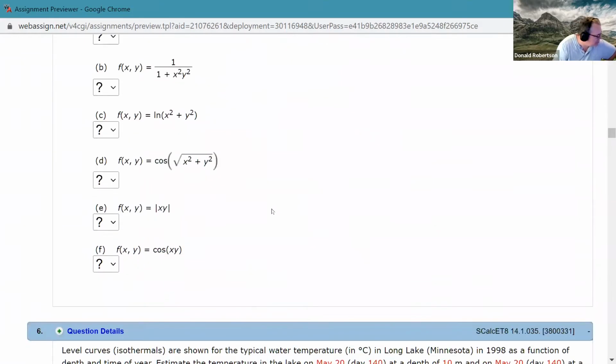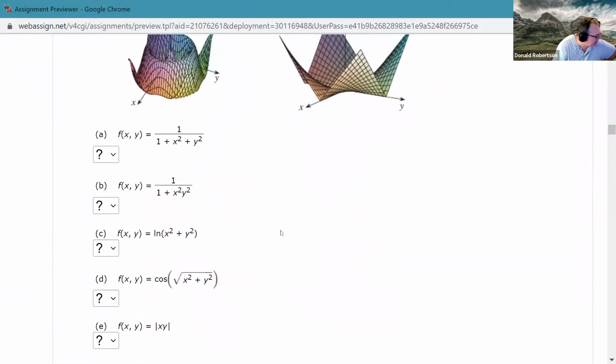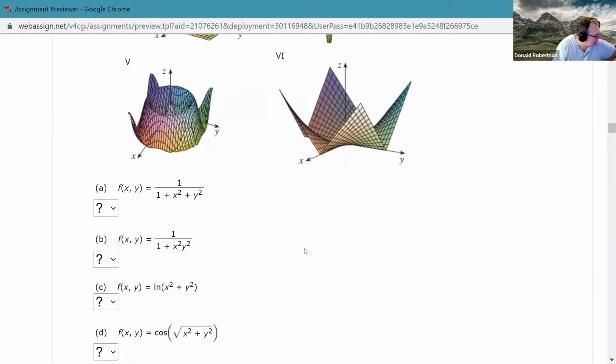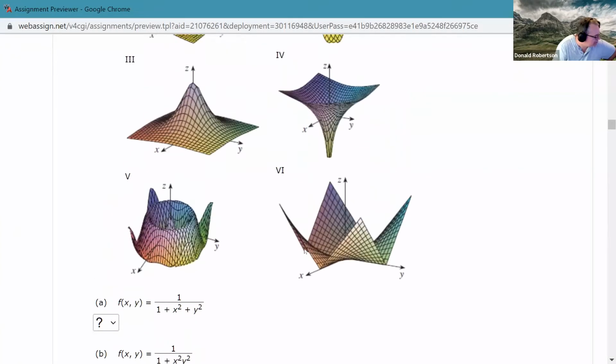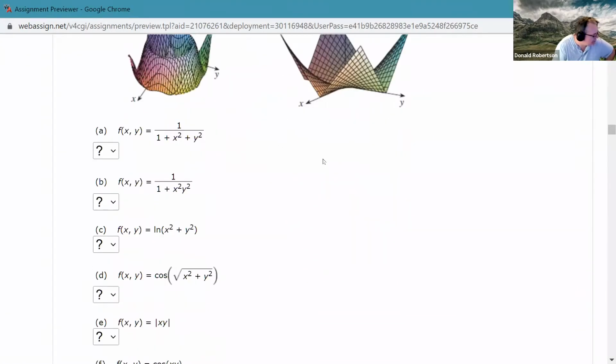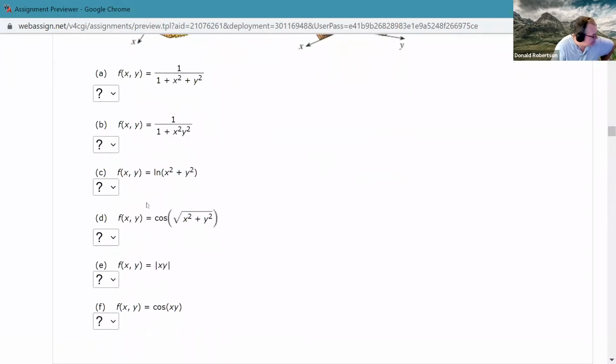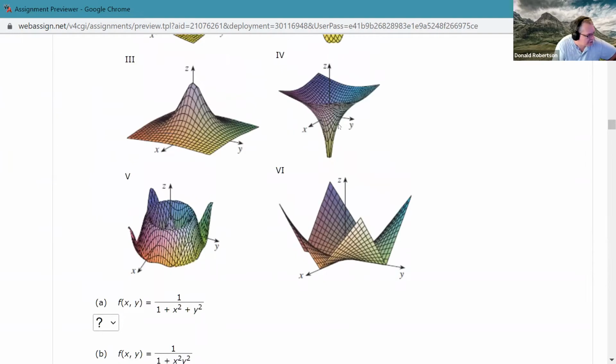So I'm going to pick, I don't know what one I'm going to pick. Kind of like the looks of that one. Something weird's happening at 0. See this function here, the natural log of x squared plus y squared? It ends up looking like this guy here.